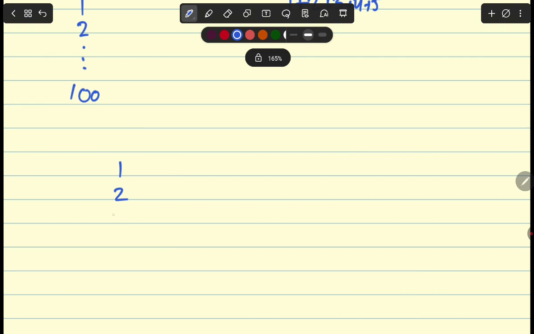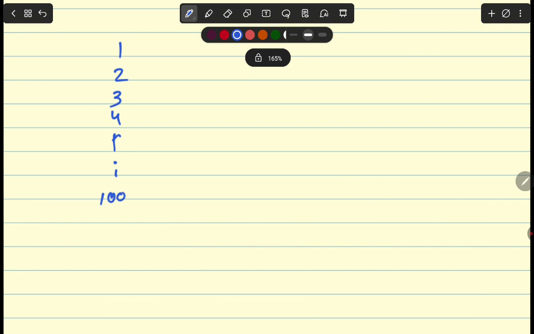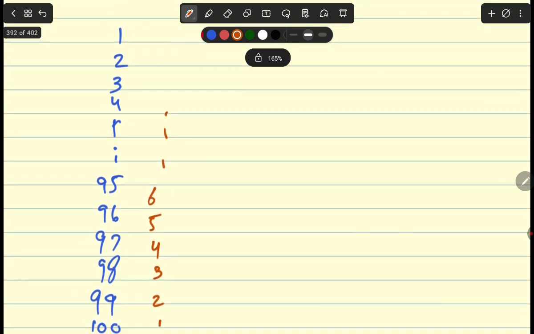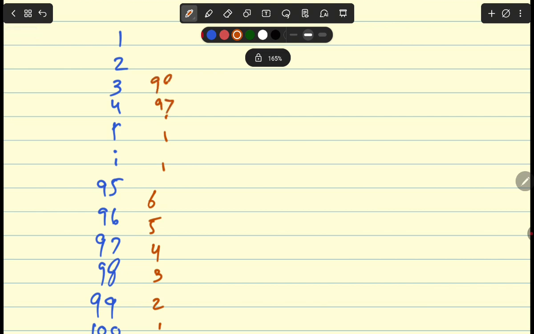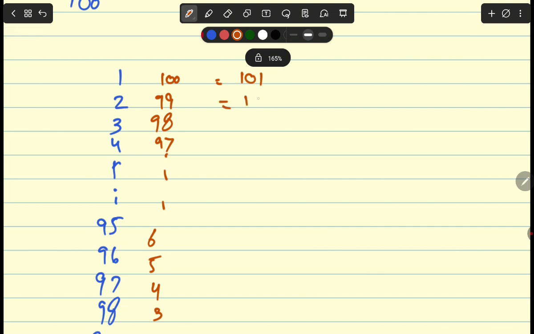What he did was write 1, 2, 3, 4 vertically, and he realized something. Let me write down 95, 96, 97, 98, 99 and 100. Now, if I also write it down in reverse, this is going to be 1, 2, 3, 4, 5, 6 and all the way to 97, 98, 99 and 100. So the sum is going to be what? This is going to be 101, 101, 101 and all the way till 101.